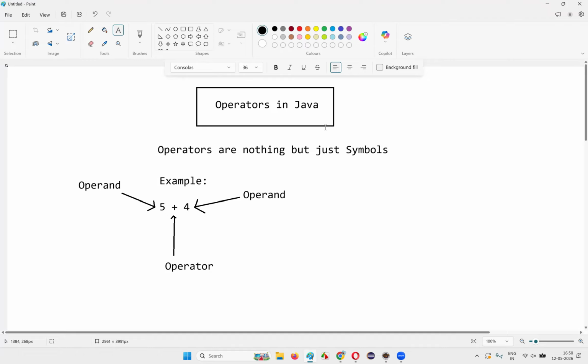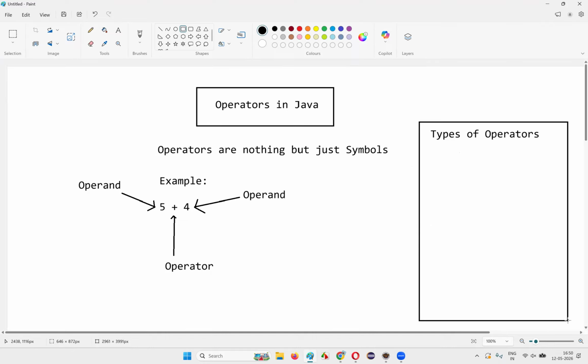In all programming languages, operators are nothing but symbols using which we can perform operations like addition, subtraction, multiplication, division, and so on. There are so many operators in Java to perform operations on the operands. But at a high level, if I want to categorize these operators, what are the different types of operators we have?